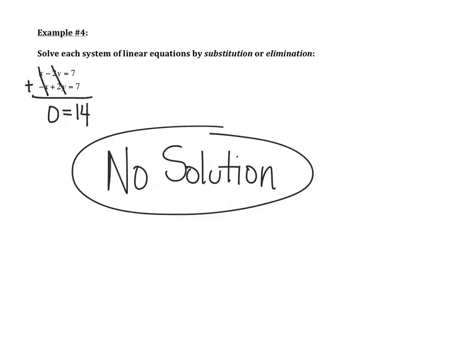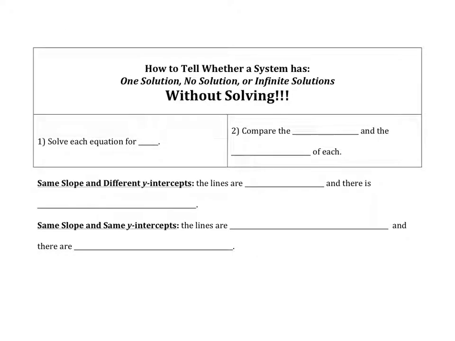If you get a true statement, it would be infinite solutions. So what does this all mean? What does it mean for a system of equations to have no solution or a system of equations to have infinite solutions? The way you can tell is by comparing their graphs, and we can do that without solving. So this is how you can tell whether a system of equations has one solution, no solution, or infinite solutions without solving. So again, we're talking about graphing.